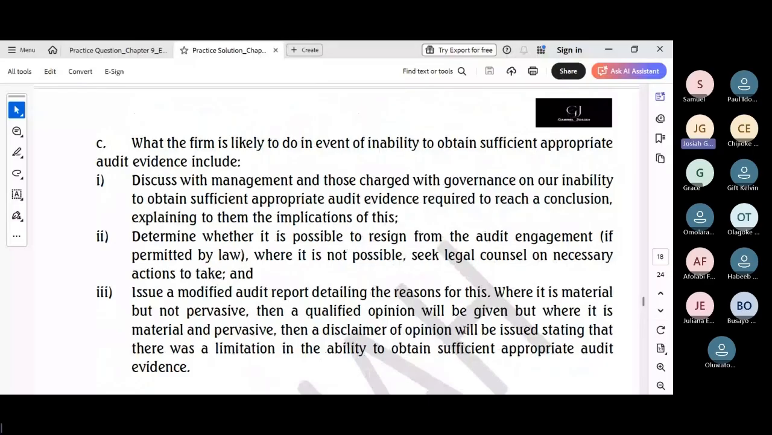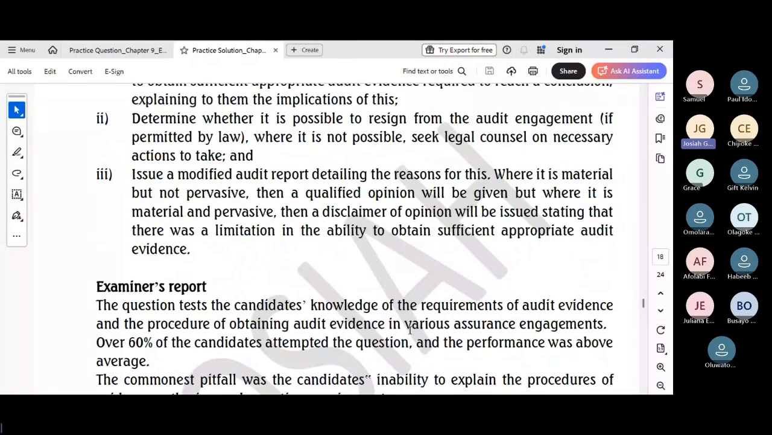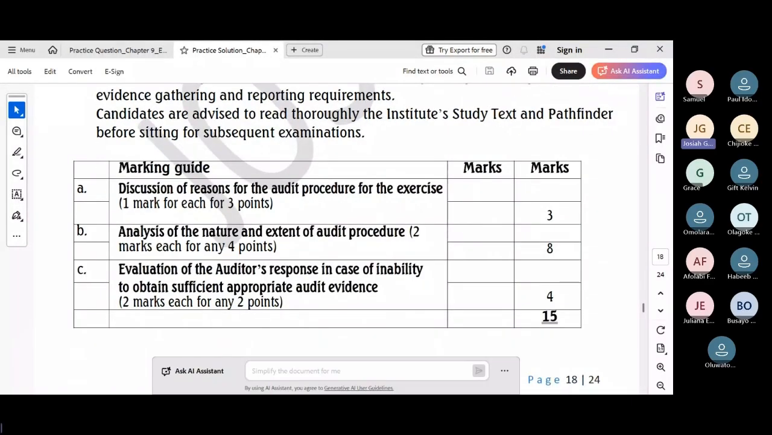So let's look at specific guides on picking those marks. So for the A part, the 5A question on discussion for reasons or reasons, we have 1 mark for each. So the first thing you need to talk about is the correct carried forward balance.